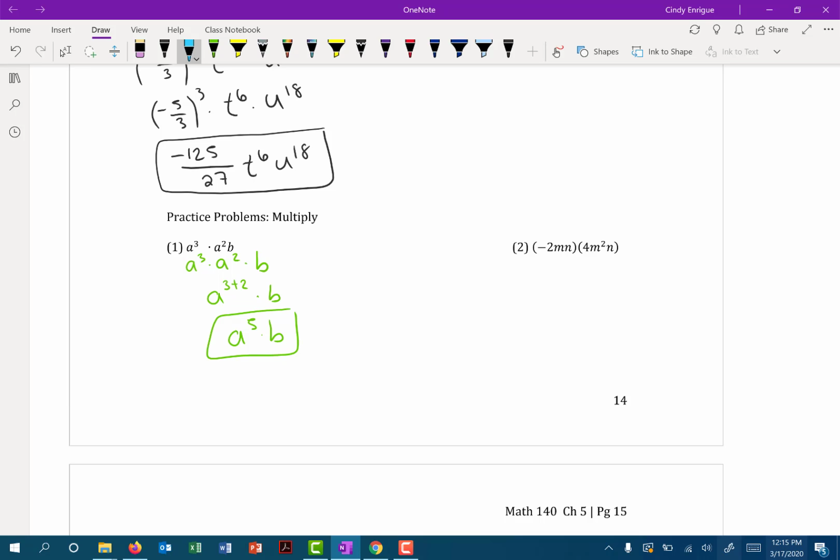Here, for number 2, I'll give you a moment to think about what you want to do. That's right, it's commutative, multiplication, so I get to rearrange the order. So I'm going to have negative 2 times 4 times m squared times n times n. So this is going to give me a negative 8, m cubed, and an n squared. And so that's going to be my final answer for number 2.